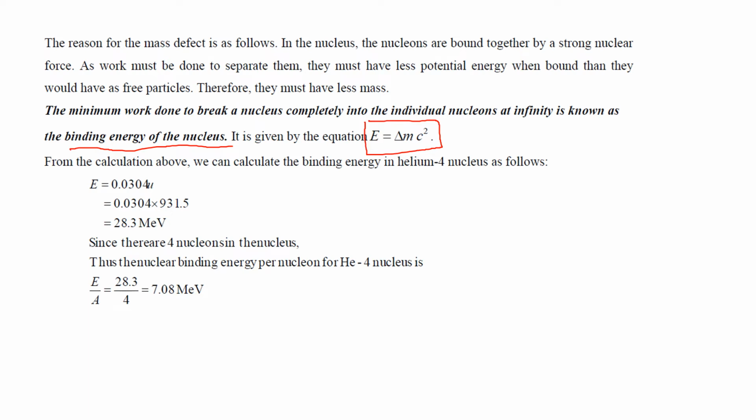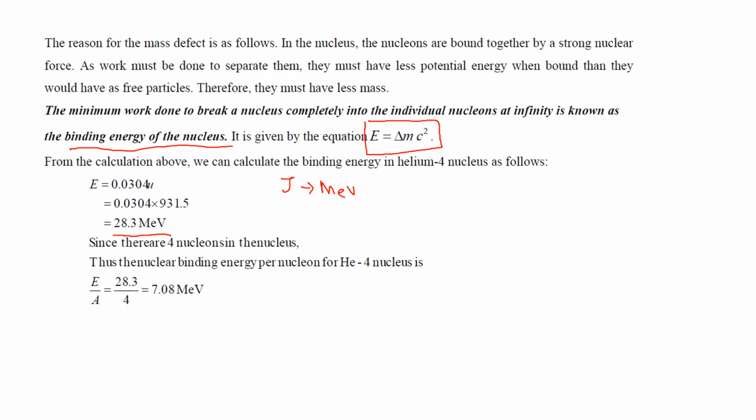we can calculate the binding energy in the helium-4 nucleus. The binding energy is equal to delta m c squared, which is 0.0304 u. Please remember how to convert from joule to mega electronvolt. When you convert, you will get 28.3 MeV.